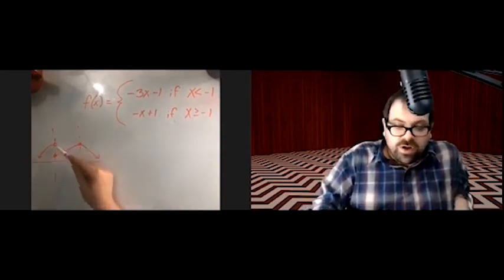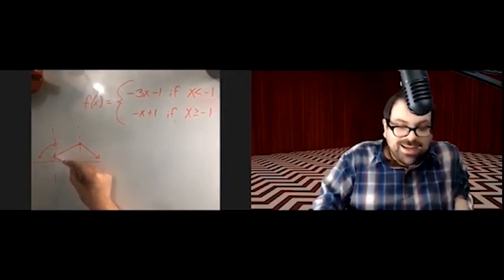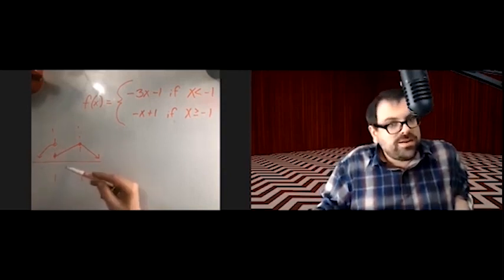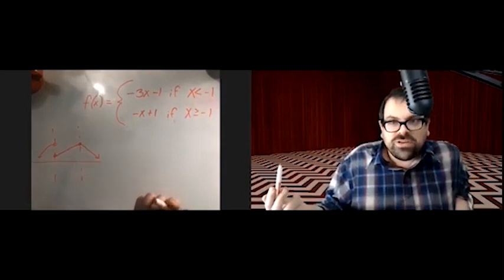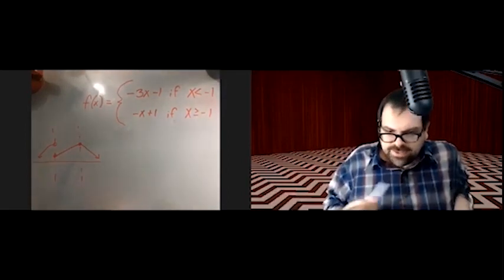But notice if there are 2 spots, one's going to be an open circle, one is going to be a filled in circle. Why? Because if they were both filled in, it wouldn't be a function. It would fail the vertical line test.